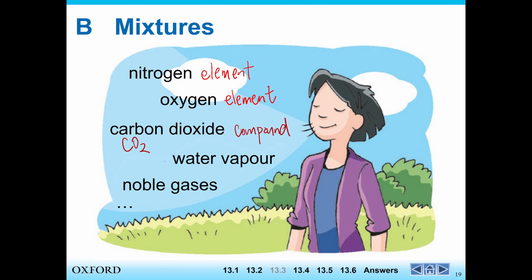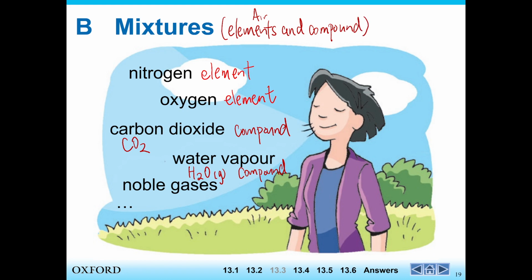How about water vapor? We also just learned it. It's just water in gaseous state, H2O. Again, this is also two elements chemically combined together. This is also a compound. And noble gases, we'll leave that for now. We learned that in group 0, they're all elements there, but look at this. Air is a mixture of both elements and compounds.